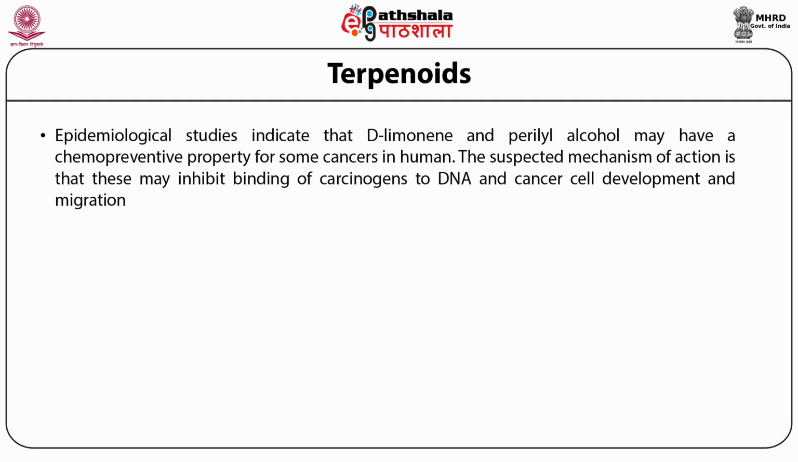With the renewed focus on so-called natural or alternative systems of remedies and nutraceuticals, which now is a very important emerging area, you are likely to find this class of compounds more often in your daily usage. Epidemiological studies indicate that D-limonene and perillyl alcohol may have a chemopreventive property for some cancers in humans. The suspected mechanism of action is that these may inhibit binding of carcinogens to DNA and cancer cell development and migration.